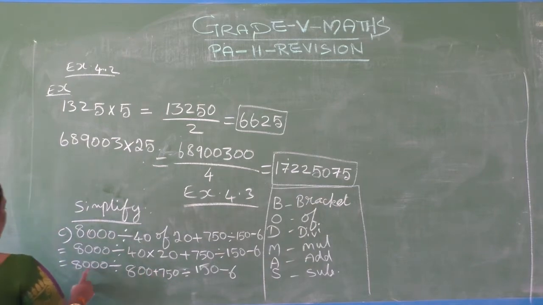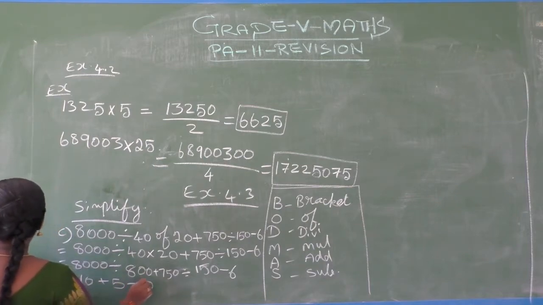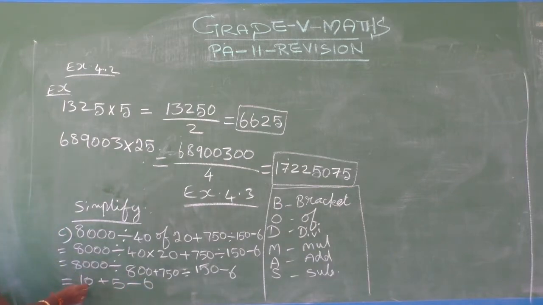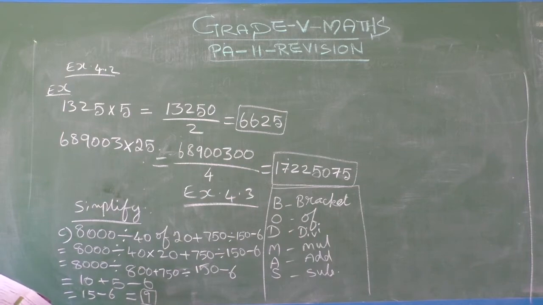Then you clear here. 8000 divided by 800, how many times will it come? If you divide 8000 by 800, 10 times it will come. 750 divided by 150 means 5 times it will come. Then minus 6. Then afterwards the next operation is addition. 10 plus 5 is 15, minus 6. 15 minus 6 is 9. 9 is the answer.